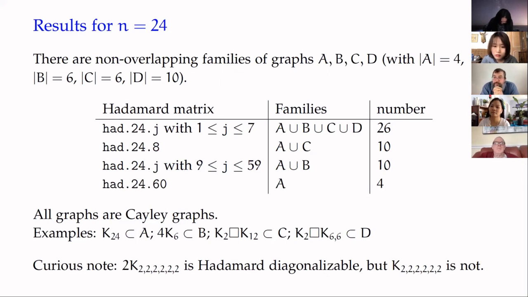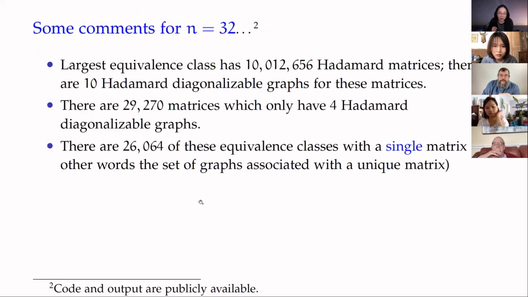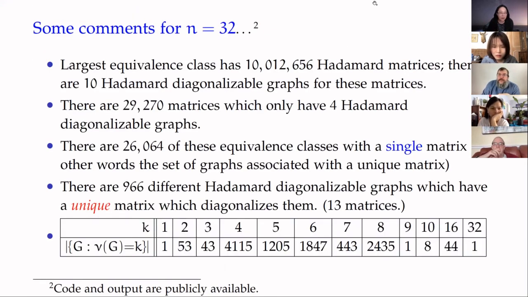And my other question is, I think this is for size 32, and you mentioned the 13 matrices, each has exactly 966 graphs that they diagonalize. Let's see, the fourth bullet point. Yeah. So let me be careful how I phrase this. There's 966 different graphs which can only be diagonalized by one Hadamard matrix. But it's possible that a Hadamard matrix may diagonalize more than one of those.